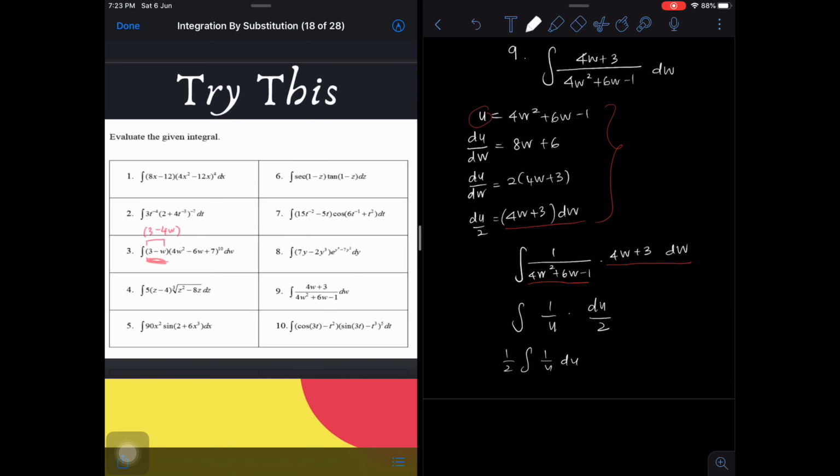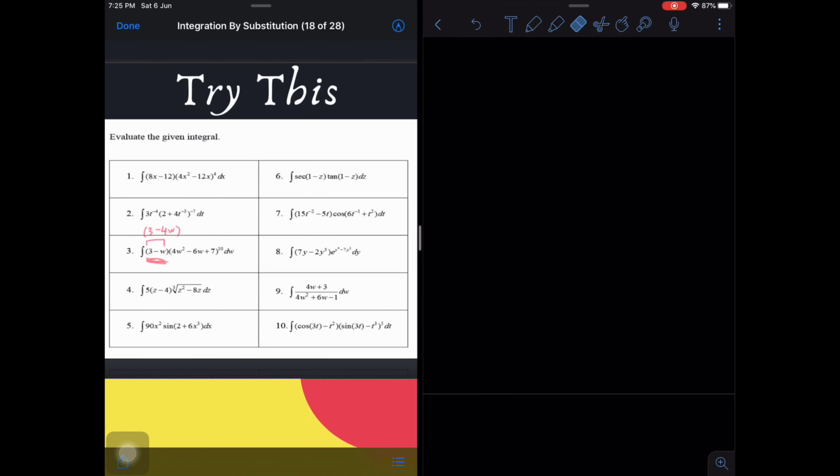And this one is the reciprocal function, where when we integrate the reciprocal function, you will directly get ln. So we have here 1 over 2 ln u plus c as your solution. Now substitute back the value of u. You will have 1 over 2 ln of 4w squared plus 6w minus 1 plus c.